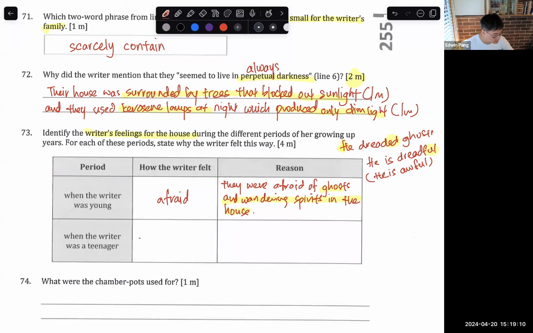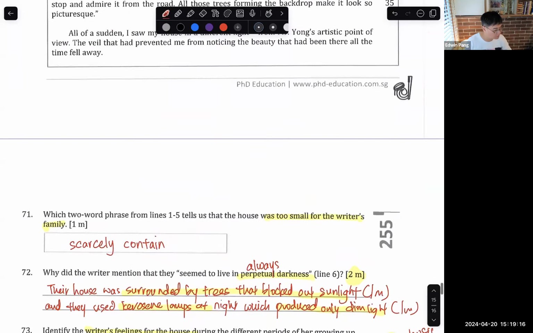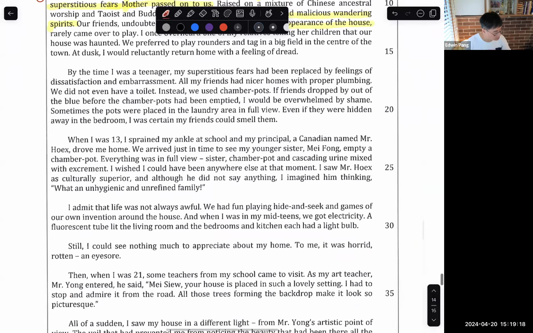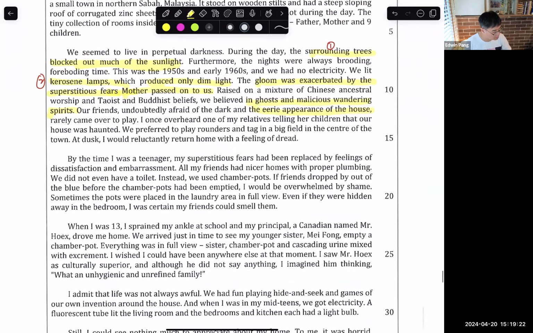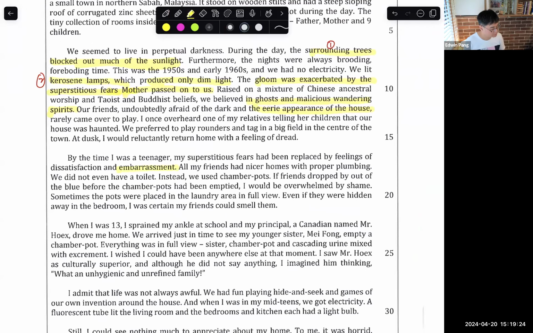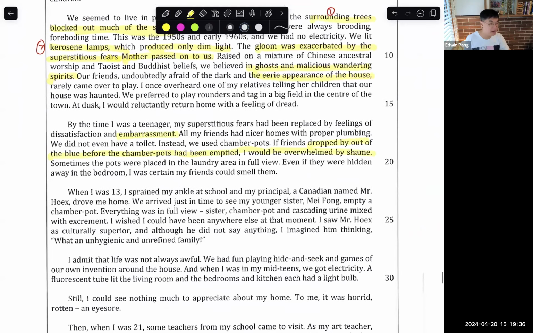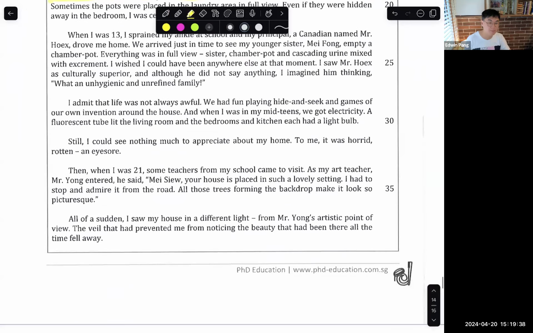He was embarrassed. Okay, he was embarrassed about the house, right? So let me show you over here. Okay, the next paragraph. Okay, embarrassment. Okay, and why was he embarrassed? Because if the friends dropped by before the chamber pots were emptied, he will be overwhelmed with shame. So the fear, the embarrassment, comes from the chamber pots.